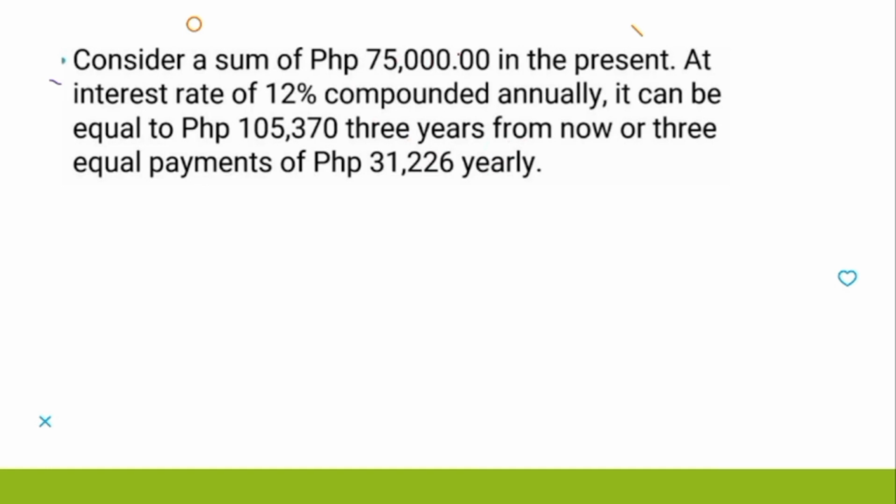So we have mentioned previously the concept of equivalence, that this amount of money, 75,000, is economically equivalent siya dito sa 105,370 or 3 equal payments. Because if we solve this one, 75,000, and dadalhin natin in 3 years, magiging 105,370 siya. Let's draw the cash flow diagram.